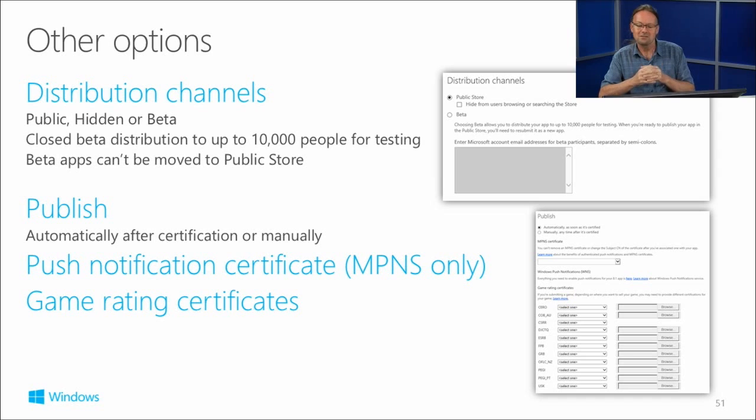Or beta, as we say in the UK, or beta, as you say over here. So that means that you just put the email addresses of a Microsoft account, like a Hotmail or Outlook.com or something, and they can install the app for a period of testing. It never expires, so you can have apps that stay in beta forever. But beta apps you can't then bump up to go into the public store. So you'd actually then have to go through a new submission process. Beta apps don't go through the full testing that public ones do.